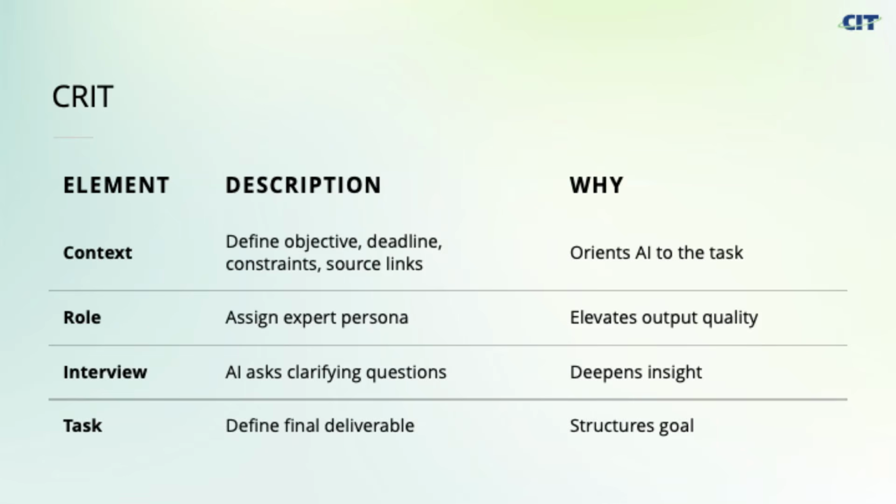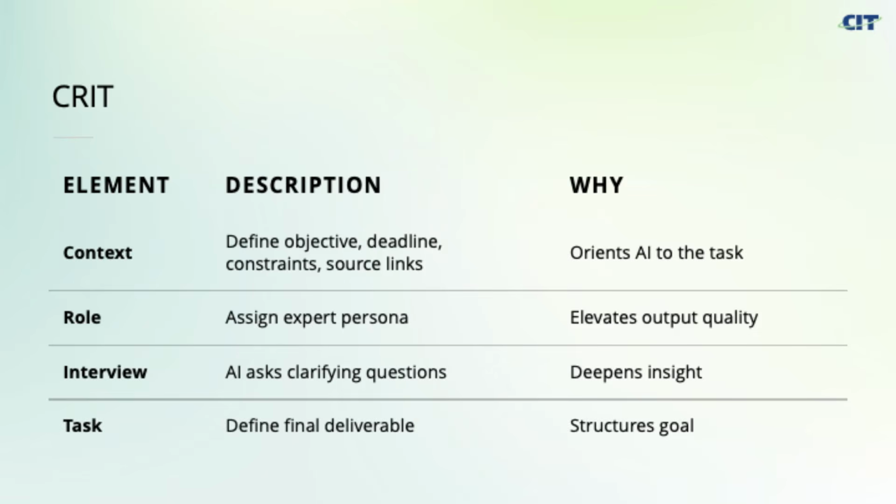R stands for role. Assign the AI an expert persona. For example, act as a strategy analyst for the CEO. This forces it to adopt the right perspective. I stands for interview. Instruct the AI to ask you clarifying questions before generating output. This forces self-reflection and challenges your initial assumptions. T stands for task. Clearly define the final deliverable.